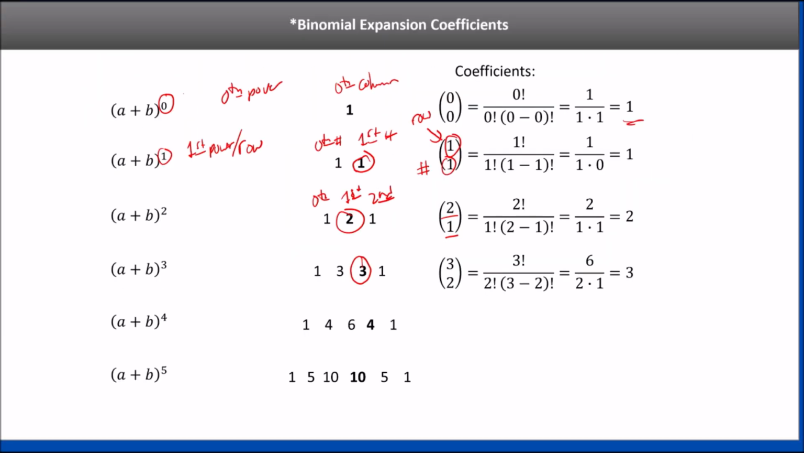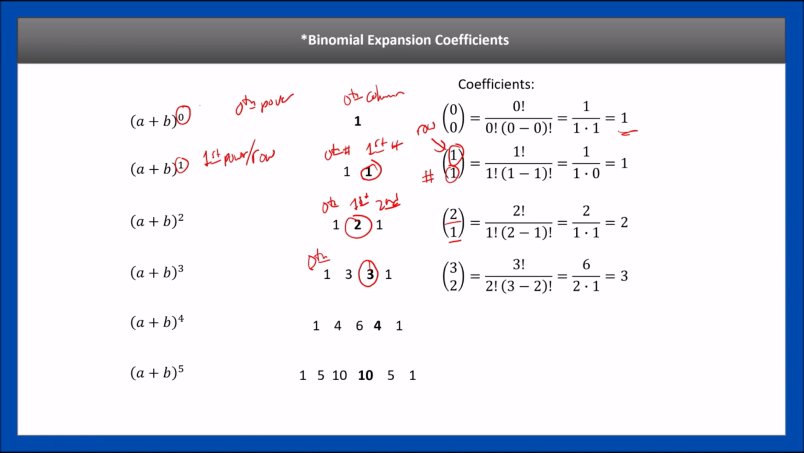This is the third number, or the second number rather, because remember this is the 0th, first, second number, and then this is the third number right here, the number 1 here. We have the second number in the third row, so it's 3 choose 2. So we have 3 factorial is 6, and then 2 factorial is 2. So 6 divided by 2 is 3. This is how we get these numbers, okay?